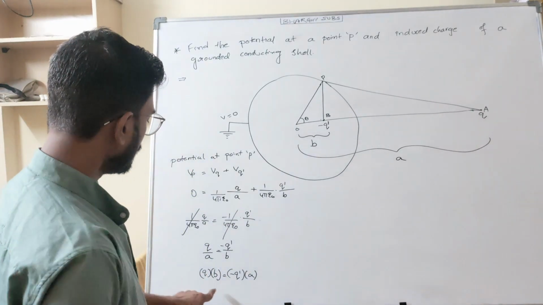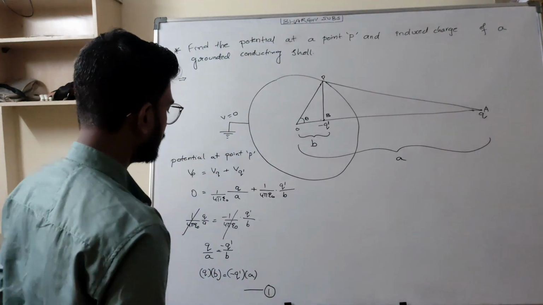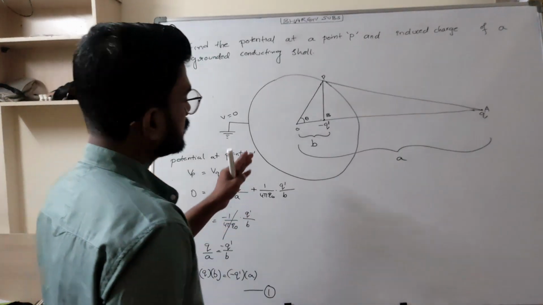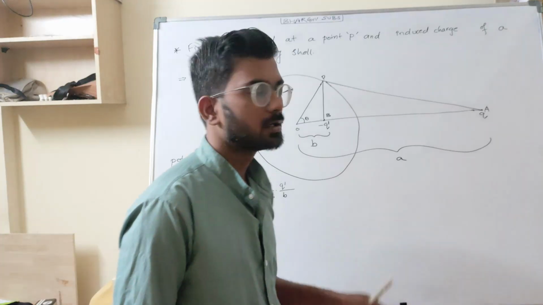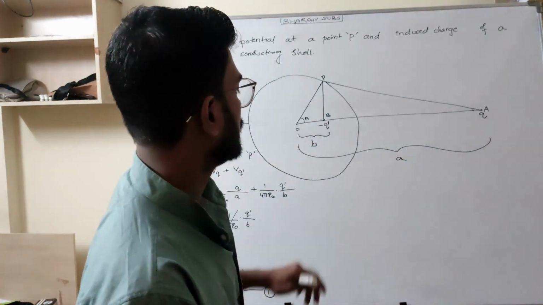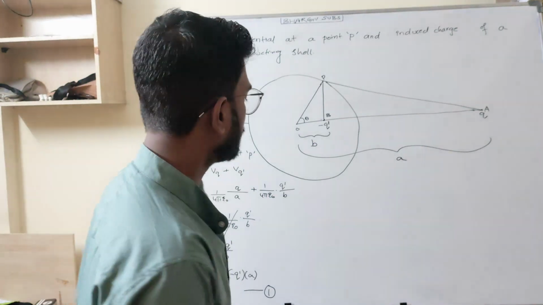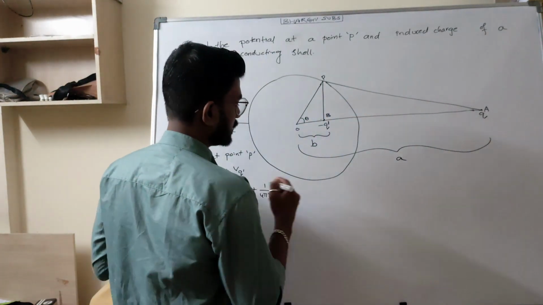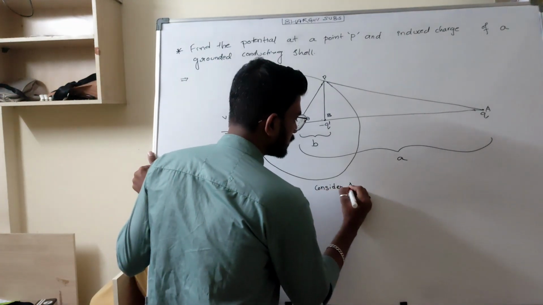Okay, so let us consider this as statement 1. Now I want to find the distance of AP and BP, correct? For finding those sides, I will consider the triangle OAP.